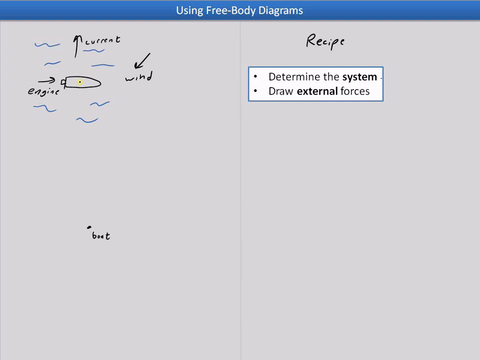Imagine you're sitting in a car driving down the road. If you flap your arms while you're in the car, you can't make the car accelerate. Only things that are external to the car could make it accelerate. So that's why we wanted to define our system.